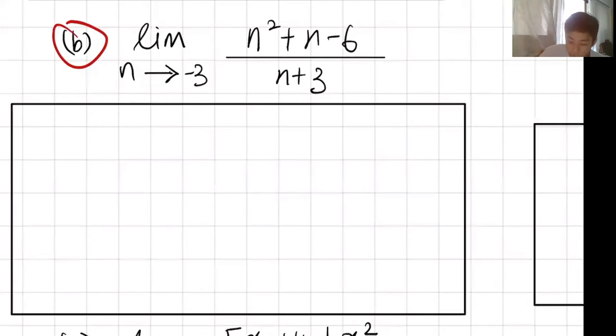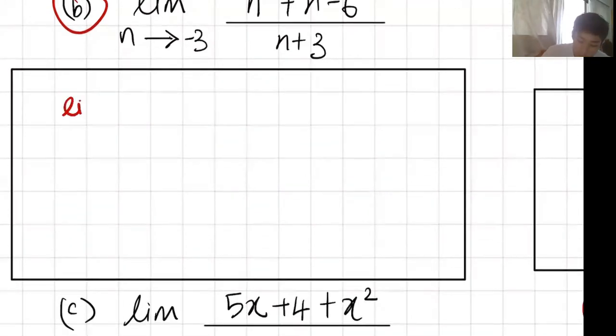Okay. So when it's approaching something and you realize that when you substitute inside, you get dividing by 0. Whenever you see something dividing by 0, you know you cannot do it this way already. When you straight away substitute inside, you get negative 3 plus 3 as the denominator, because negative 3 will sit on n. Plus 3, it gives you 0. So anything divided by 0 is wrong, so you need to factorize.